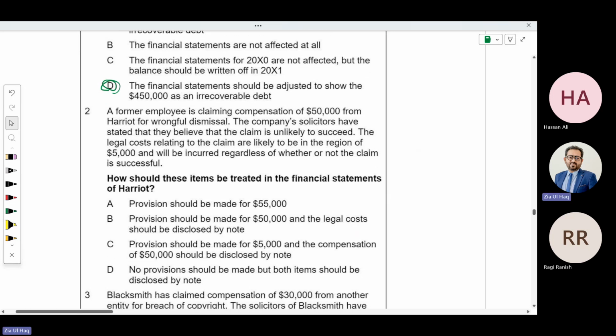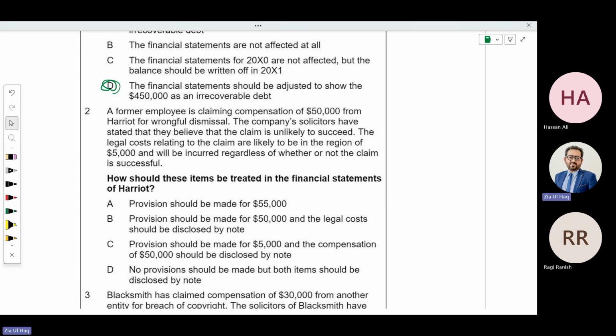An employee is claiming compensation of 50,000 from Harriet for wrongful dismissal. The company solicitor has stated that they believe that the claim is unlikely to succeed. Likely means probability, unlikely means possibility. The legal costs relating to the claim are likely to be in the region of 5,000 and will be incurred regardless of whether or not the claim is successful.